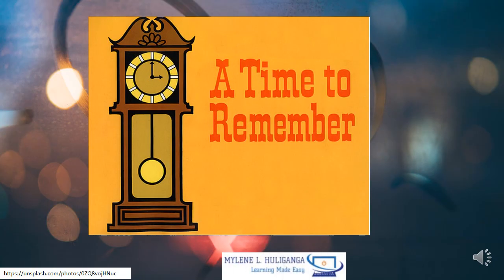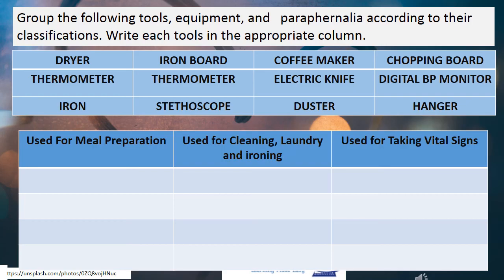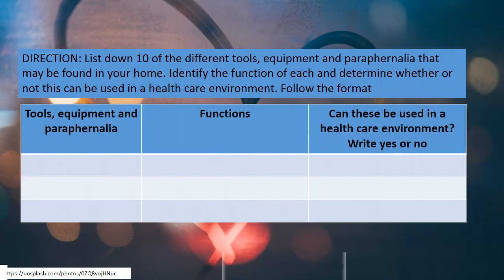A time to remember. Group the following tools, equipment, and paraphernalia according to their classification. Write each tool in the appropriate column. Direction. List down 10 different tools, equipment, and paraphernalia that can be found in your home. Identify the function of each and determine whether or not this can be used in a healthcare environment. Follow the format.